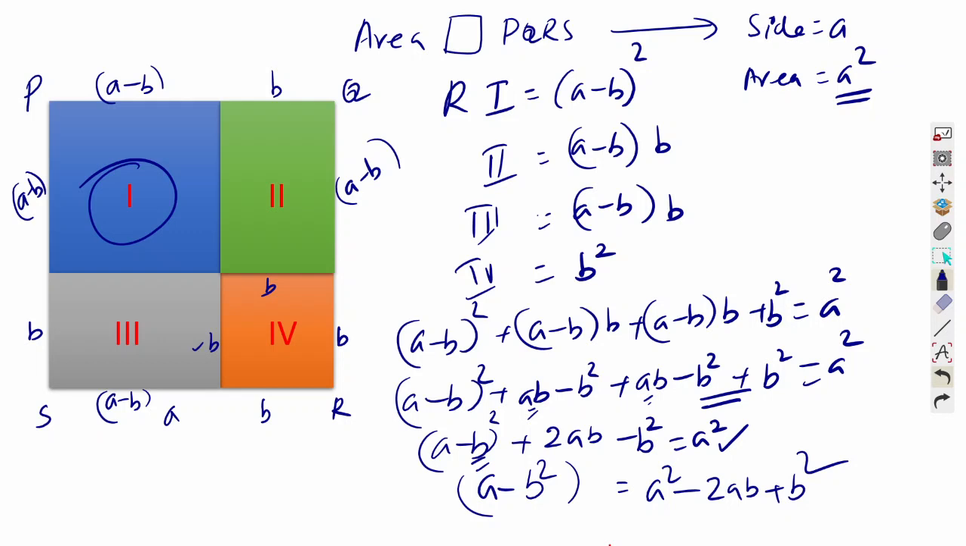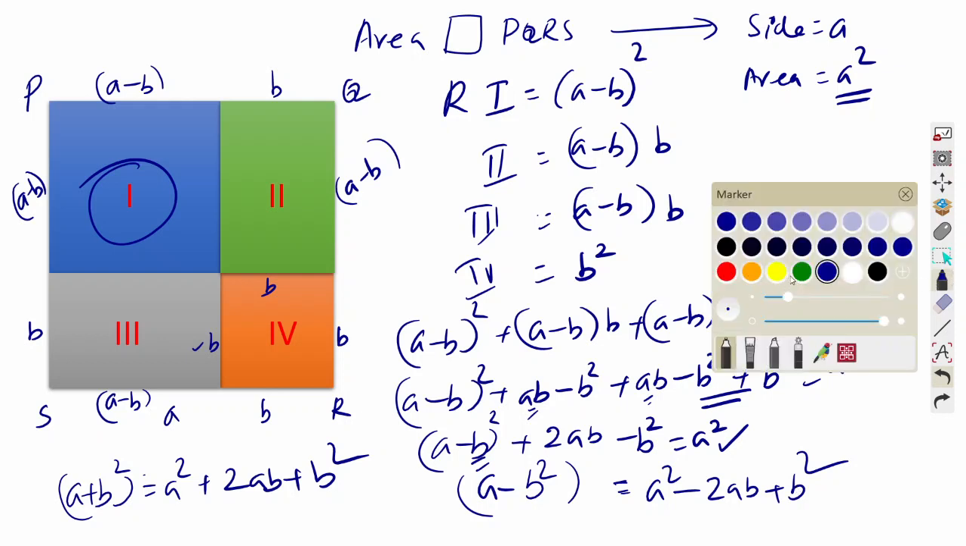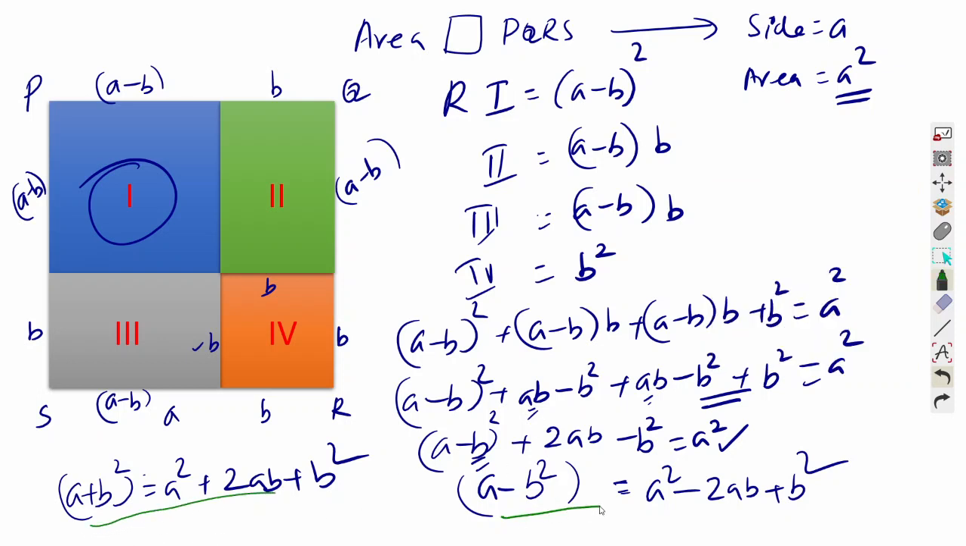So in the last screen and this screen, we got two equations. Last screen we got a plus b whole square is equal to a square plus 2ab plus b square, and a minus b whole square is equal to a square minus 2ab plus b square. Then we developed two expansions of binomial algebraic expressions. First one was a plus b whole square is equal to a square plus 2ab plus b square. Now it is a minus b whole square is equal to a square minus 2ab plus b square.